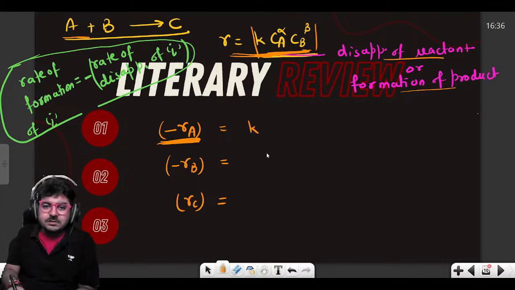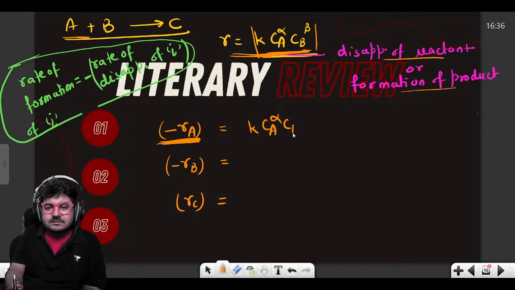We are on the same page. We will write something like this as it is. Similarly for B, it represents disappearance of reactant.